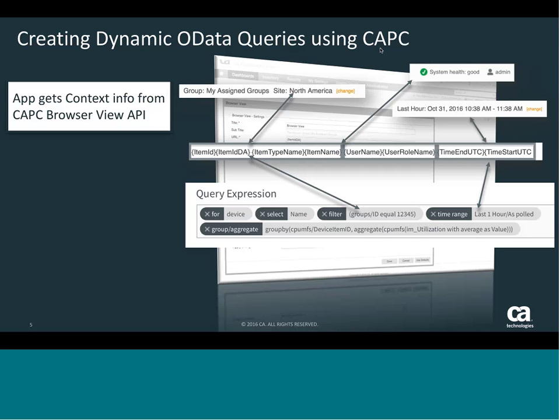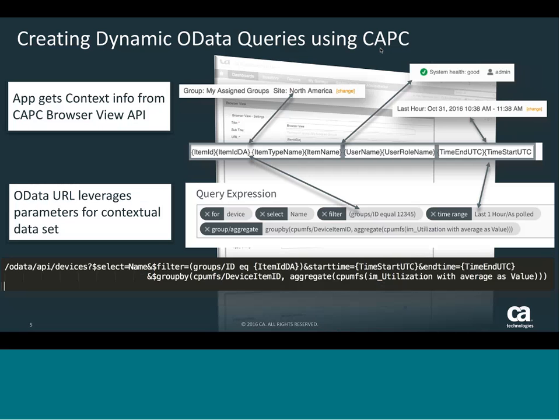And then what you get, very, very simply, is custom data sets based on the specific context of the CAPC UI at the state it was issued. So you can see how a query in Query Builder transforms into leveraging the parameters, item ID, DA, time start, time end. You can see how it's very easy to substitute that information directly in your query and pull down information, again, that's going to be custom tailored to that particular experience at that particular time.